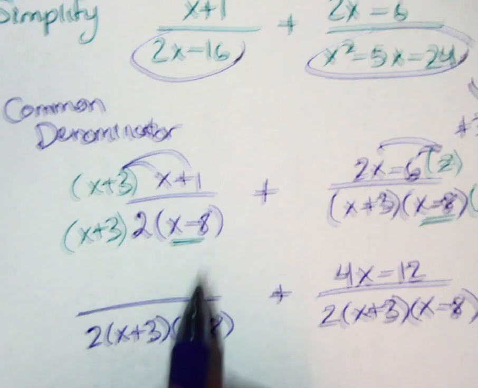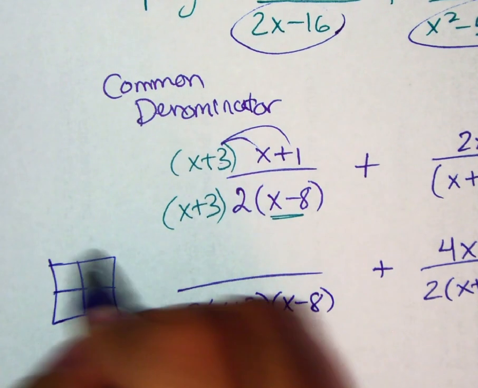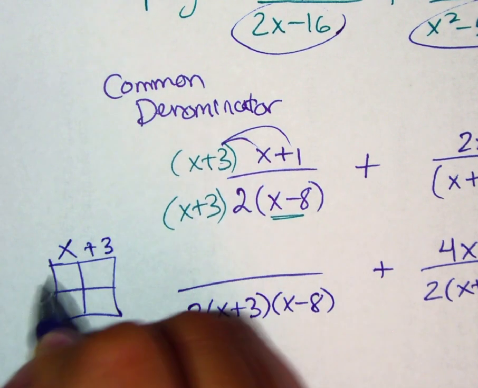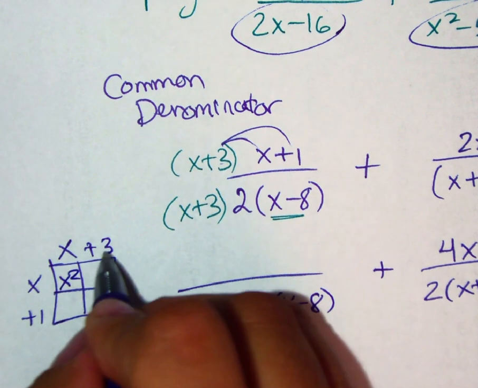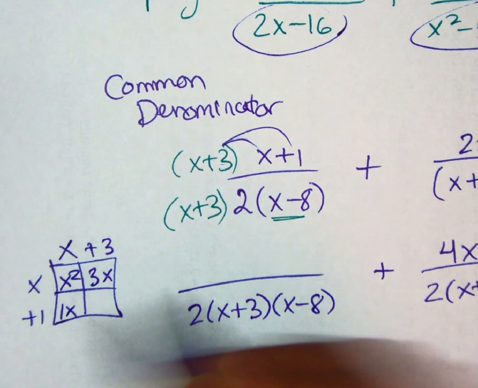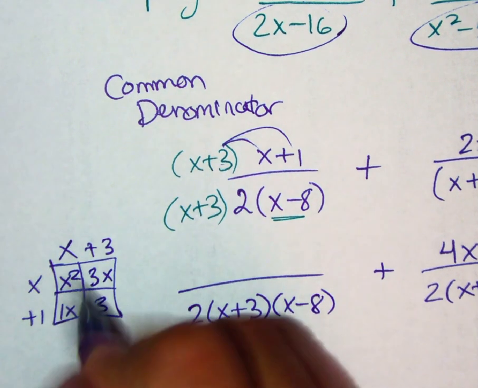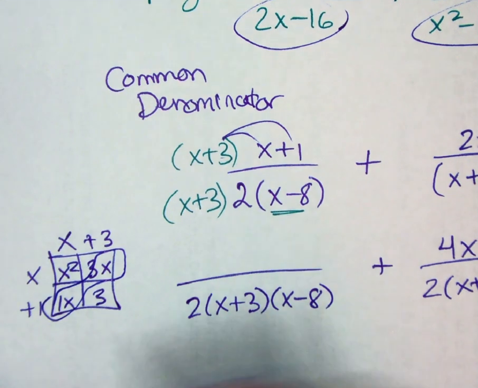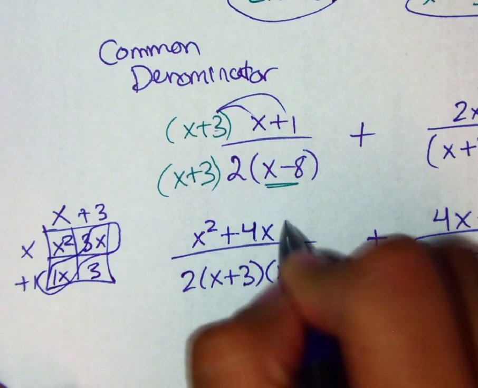And the numerators are binomials, so we do have to do a box. X plus 3, x plus 1. X times x is x squared. 3 times x is 3x. X times 1 is 1x. And 3 times 1 is 3. Okay. Then we combine like terms. And we get x squared plus 4x plus 3.